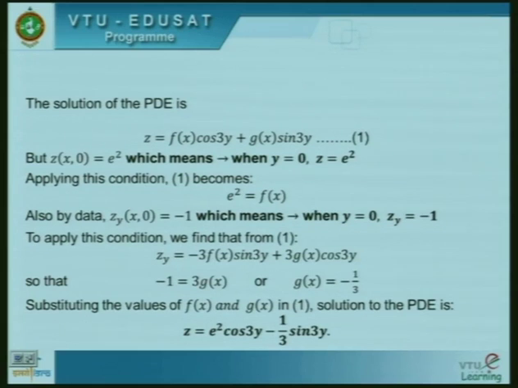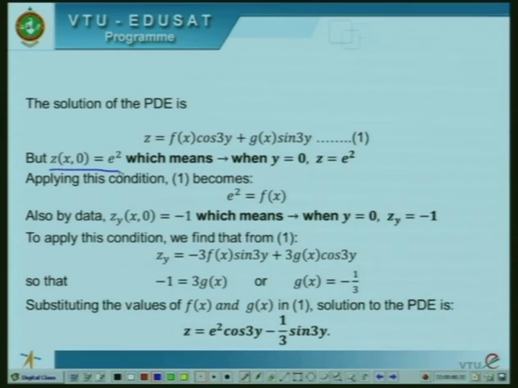So, the solution to the PDE is z equal to f of x cos 3y plus g of x sin 3y. Let us apply the conditions. It is given that z at y equal to 0 is e square, which means when y is 0, z is e square. Substitute that here. So, z will be e square in the LHS. When y is 0, cos 0 is 1, sin 0 is 0. So, this term vanishes, and you get e square equal to f of x. This gives you the first arbitrary function.